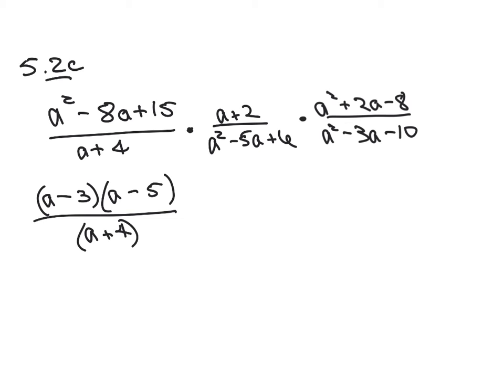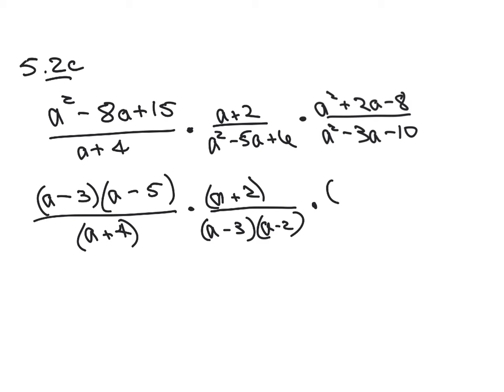And I'm going to put that in parentheses just so I know that those are grouped together, just like the ones on top are. And then we've got a plus 2, and we're going to put that in groups. And then a squared minus 5a plus 6 is going to be an a and an a. And it looks like a 3 and a 2. 3 times 2 is 6. Negative 3 times negative 2 is positive 6. Added is a negative 5, so that works there.